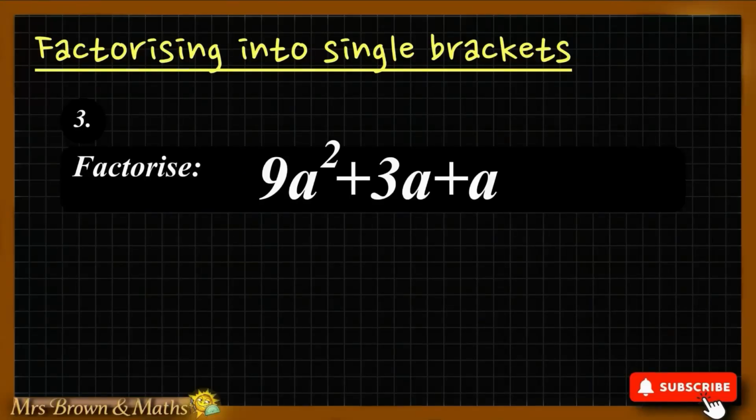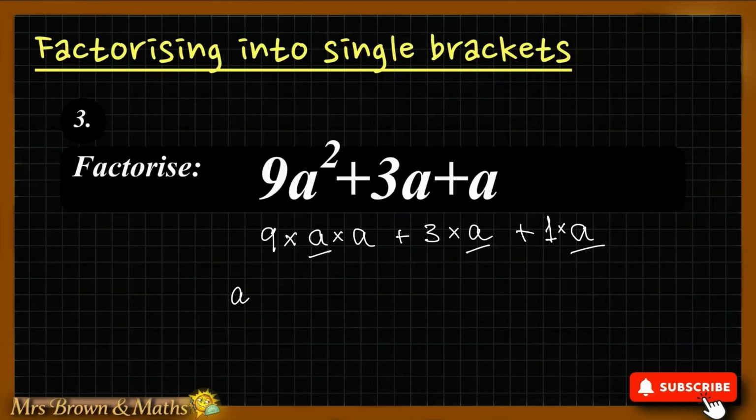Question 3. Factorize 9a squared plus 3a plus a. Each term contains a, so factor out a. Now divide carefully. 9a squared divided by a is 9a. 3a divided by a is 3. And a divided by a is 1. So the factorized form is a brackets 9a plus 3 plus 1.